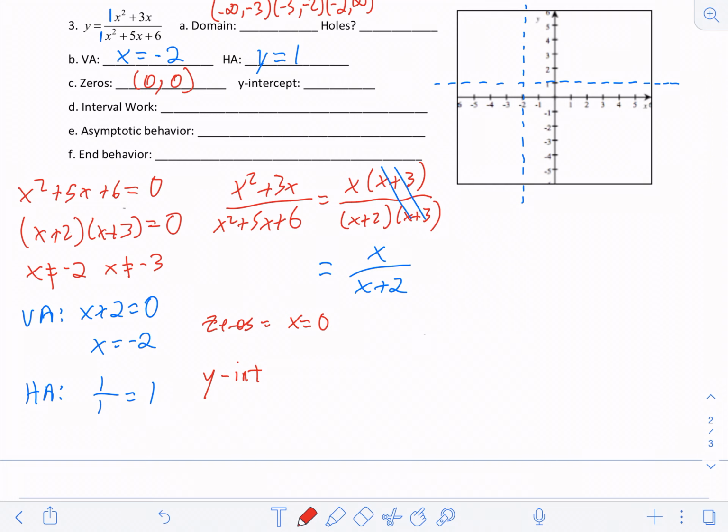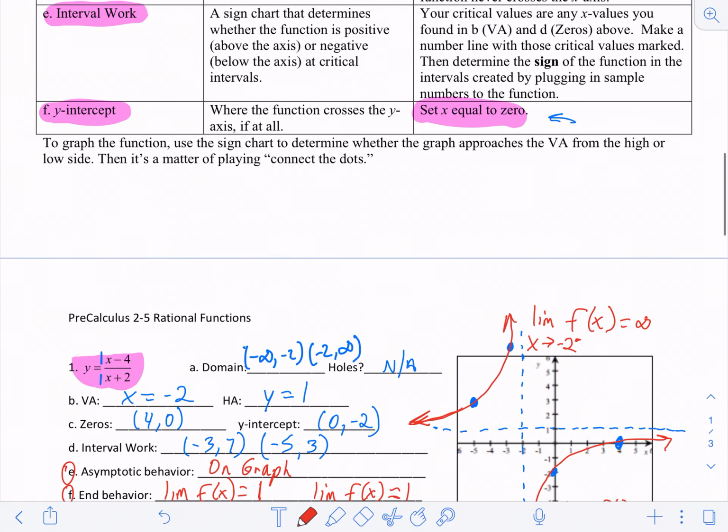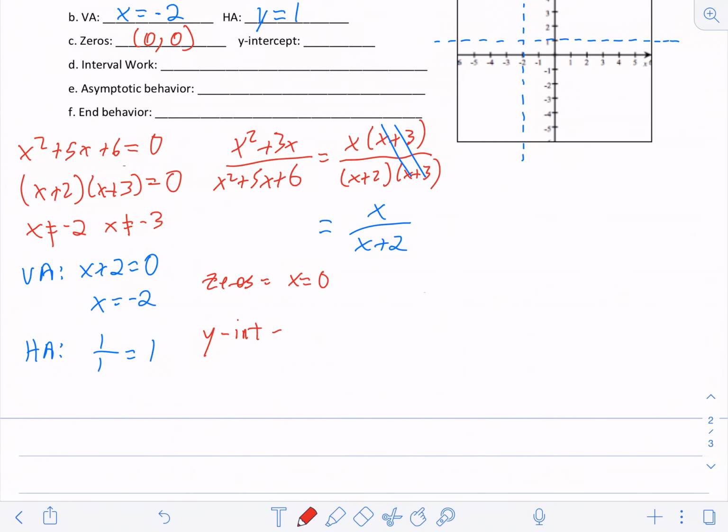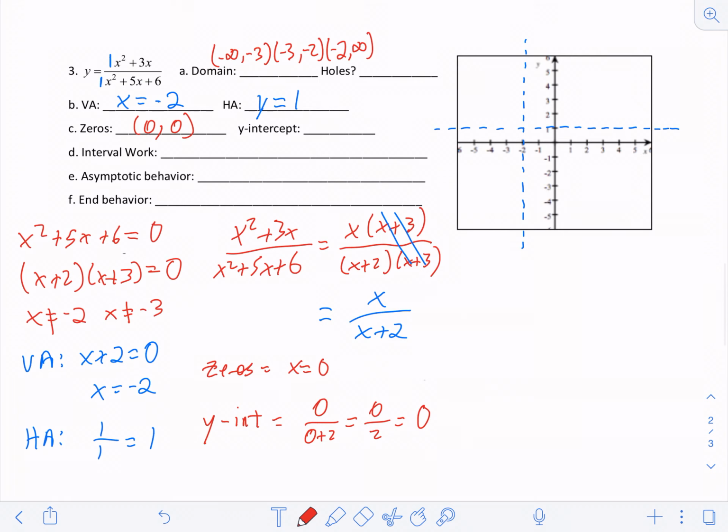And then what about my y-intercept? Remember, for the y-intercept we set x equal to 0. So I'm going to get 0 over 0 plus 2. Well, that's just going to be 0 over 2, which is just 0. So my y-intercept is also (0, 0), which we kind of knew, since the x-intercept was (0, 0), the y-intercept had to be (0, 0) as well, right?